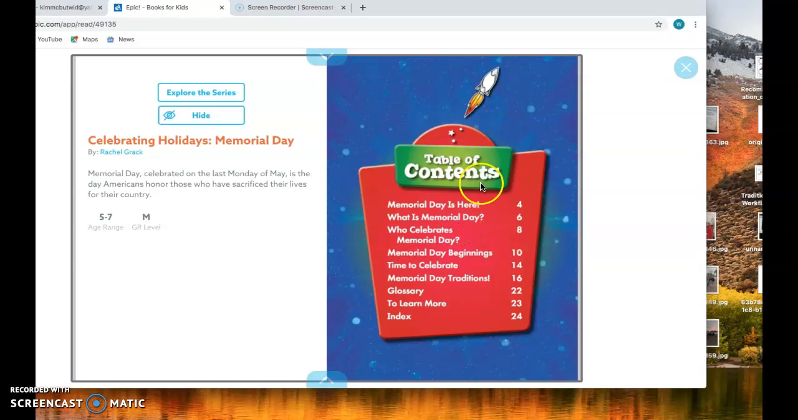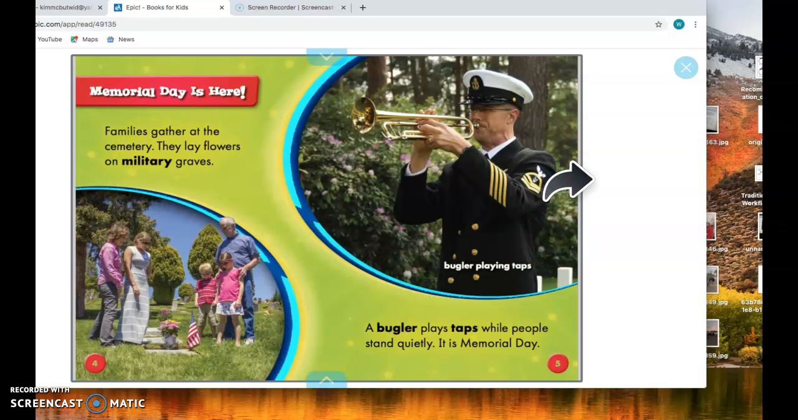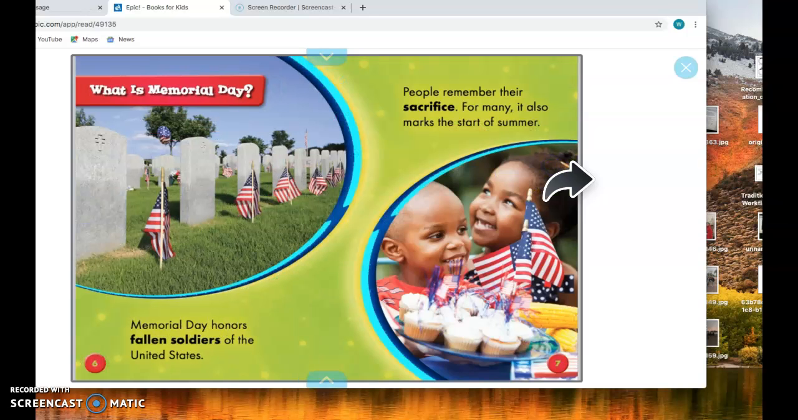Celebrating holidays, Memorial Day. Memorial Day is here. Families gather at the cemetery. They lay flowers on military graves. A bugler plays taps while people stand quietly.